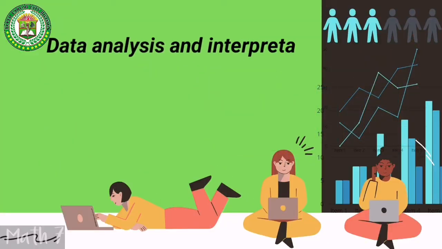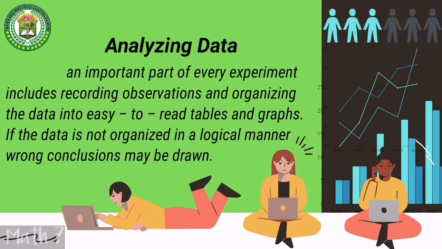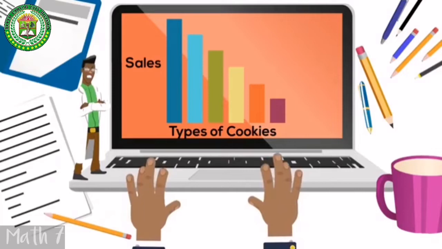Data analysis and interpretation is the process of assigning meaning to the collected information and determining the conclusions, significance, and implications of the findings. Analyzing data, an important part of every experiment, includes recording observations and organizing the data into easy-to-read tables and graphs. If the data is not organized in a logical manner, wrong decisions or wrong conclusions may be drawn. Charts and graphs are essential in the workplace. Data from them are used to make decisions.